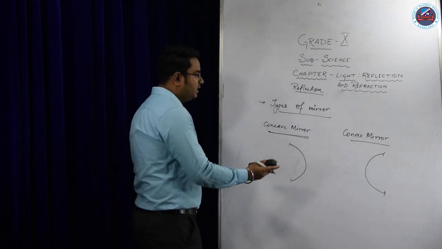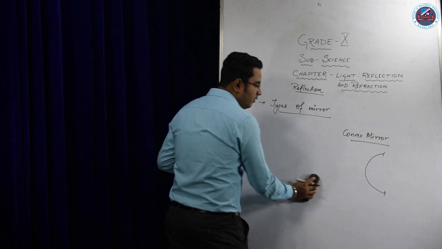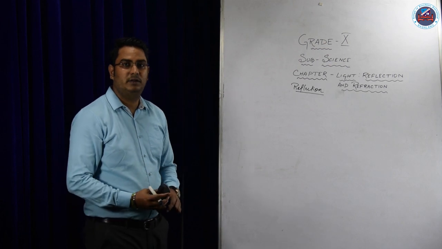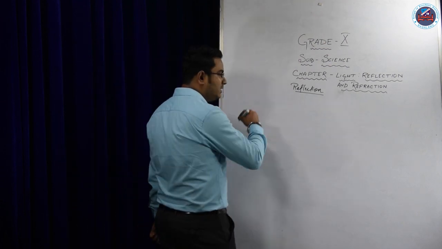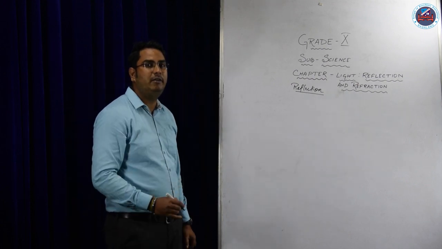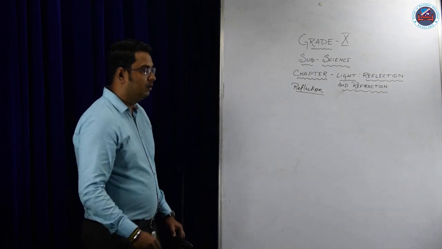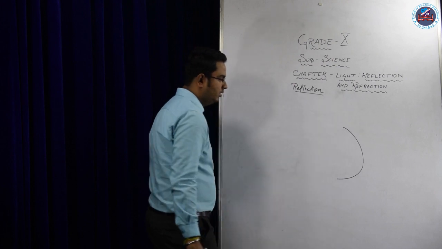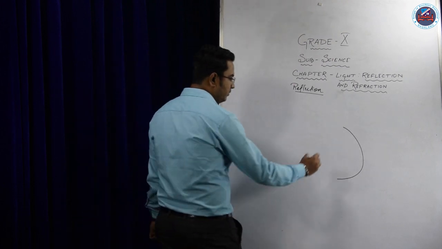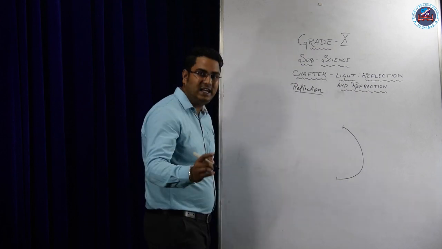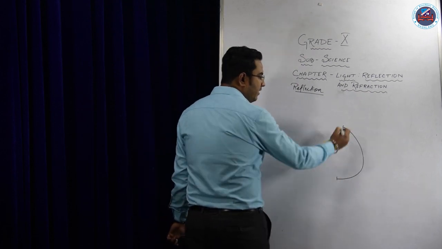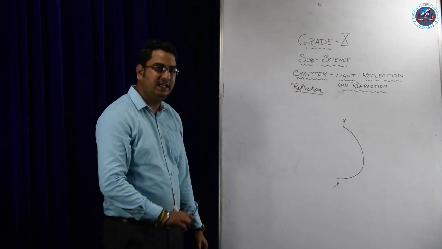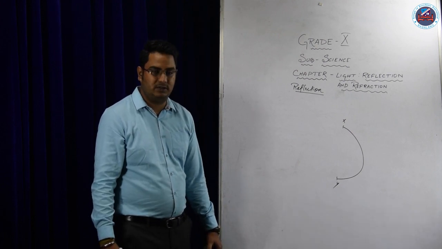Now there are a few terms which we have to understand for this chapter. Now what those terms are, I will try to make you understand with the help of a ray diagram. Now let's suppose I am assuming a concave mirror. Let's suppose this is a concave mirror. The two ends of the concave mirror I am marking as X and Y.